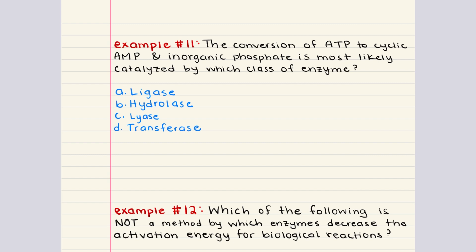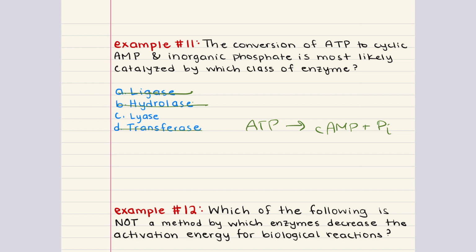Problem 11 says, the conversion of ATP to cyclic AMP and inorganic phosphate is most likely catalyzed by which class of enzymes? Let's really think about this. We're converting ATP into cyclic AMP and inorganic phosphate. So we're not forming a bond between 2 new molecules, so that rules out ligase. We're also not using water to cleave a bond, so it's not hydrolase. And we're not transferring a functional group from one molecule to another, so we can also eliminate transferase.